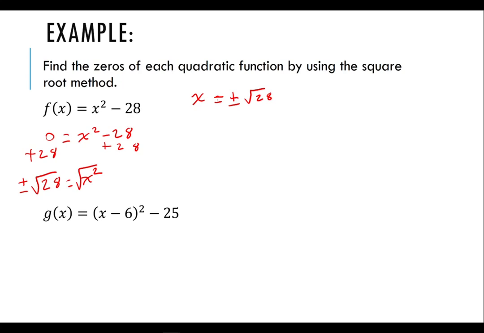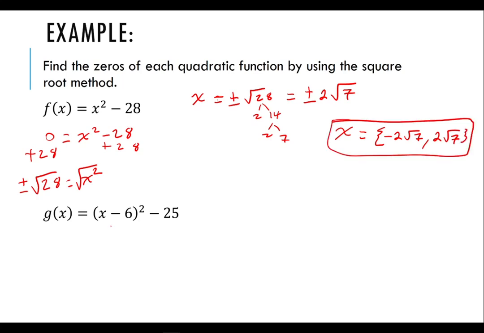But we do need to see if we can simplify this. 28 is 2 times 14. 14 is 2 times 7. So I see that this is really plus or minus 2 root 7. So I get two solutions. Those x's are negative 2 root 7 and positive 2 root 7.